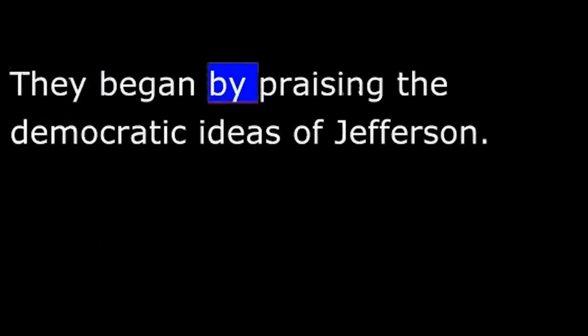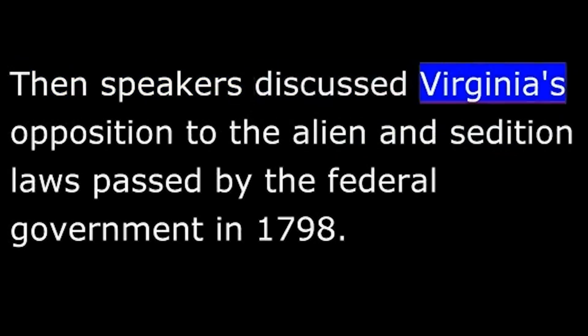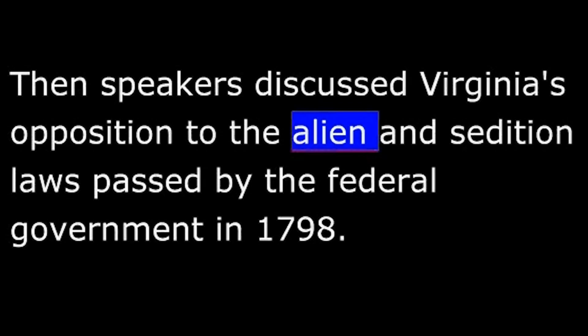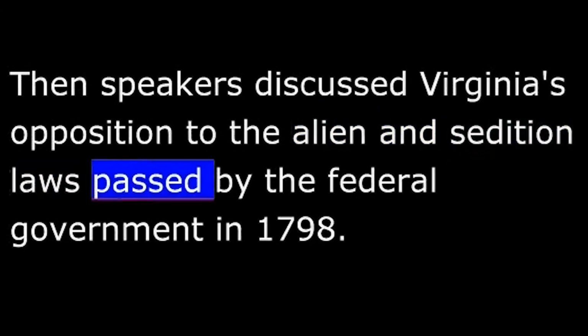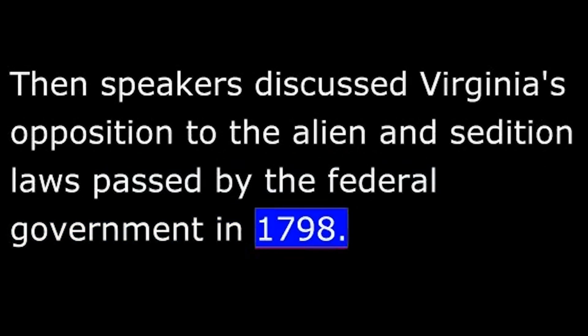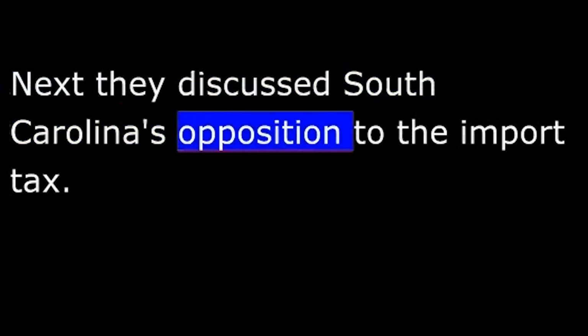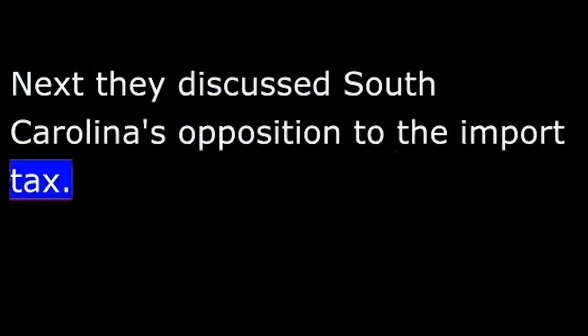They began by praising the democratic ideas of Jefferson. Then, speakers discussed Virginia's opposition to the Alien and Sedition laws passed by the federal government in 1798. Next, they discussed South Carolina's opposition to the import tax. Finally, the speeches were finished. It was time for toasts. President Jackson made the first one.